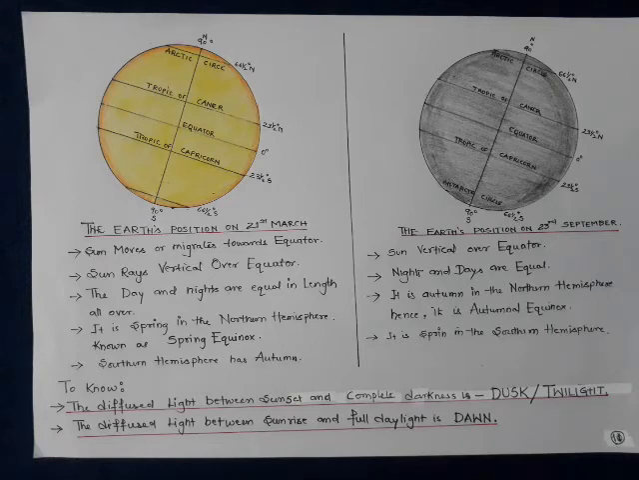Rotation causes day and night, whereas revolution gives rise to the seasons, and at the same time it also divides the earth into different thermal zones, and that gives rise to the wind system and the ocean currents that have an impact on the climate and climatic conditions of different places on the earth.